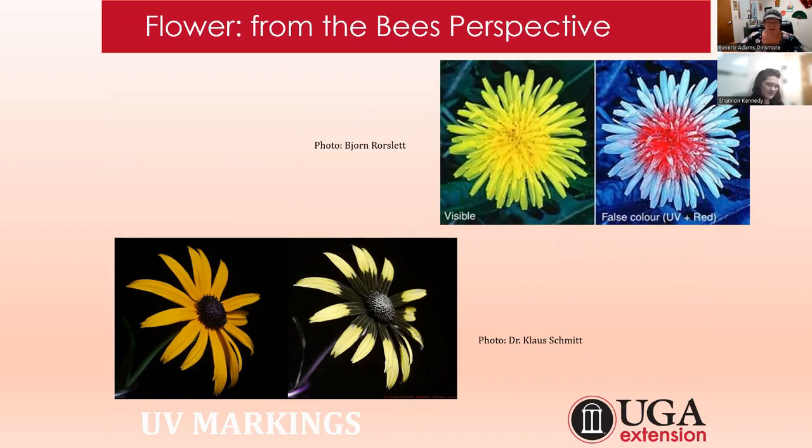On the top, the UV markings act as nectar guides to guide the bees into where the pollen or the reward lies. The picture to the left is what we see with our eyes, but to the right is what the bee sees. And you can see there in the middle, that dark coloring, that's where the pollen is. So that's where that bee's going to go. And then the bottom slide, I think this looks like some type of daisy, I would think. But on the left is what we see, and then to the right is what the pollinator or the bee sees.